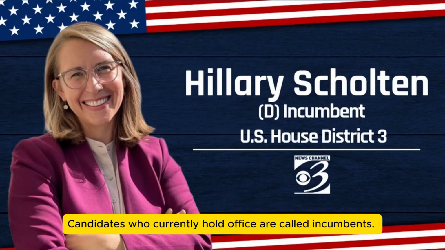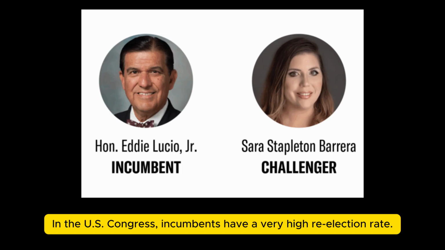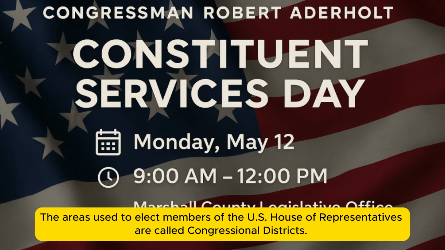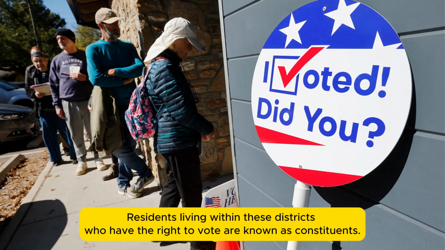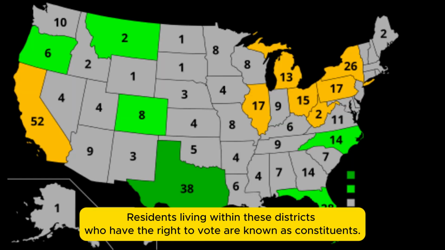Candidates who currently hold office are called incumbents in the U.S. Congress. Incumbents have a very high re-election rate. The areas used to elect members of the U.S. House of Representatives are called congressional districts. Residents living within these districts who have the right to vote are known as constituents.